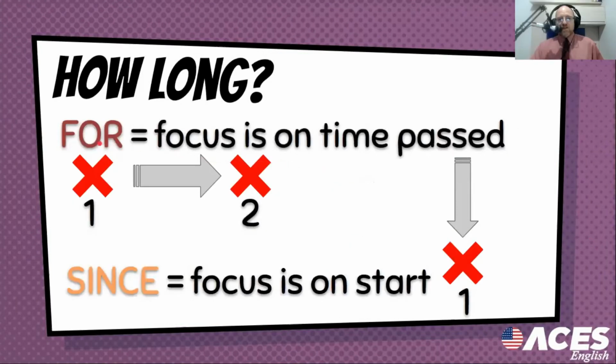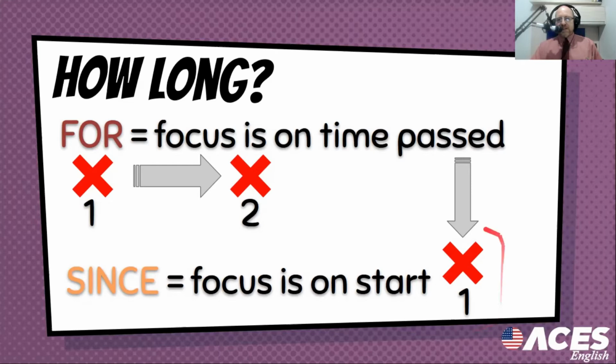How? Because when we use for, the focus is on how much time has passed. If I say I have lived here for 7 years, then we're talking about the time that has passed. Okay. If I say since, the focus is on when it started. I have lived here since 2014.